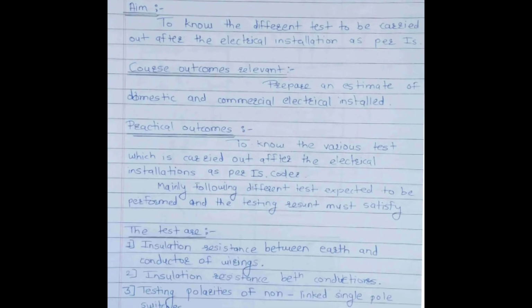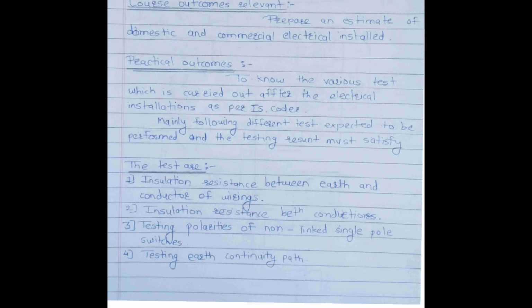Next is practical number 7. The aim is to know the different tests to be carried out after the electrical installation as per IS. So the aim, COs, POs and the tests are: first is the insulation resistance between earth and conductor of wiring. Second is insulation resistance between conductors. Third is testing polarities of non-linked single pole switches. And fourth is testing the earth continuity path.